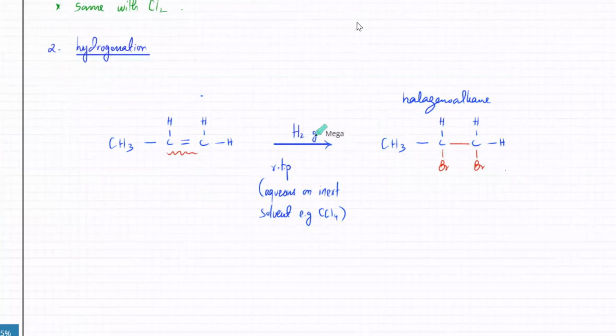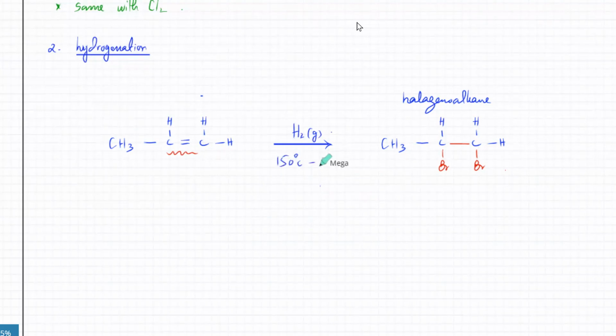You will have H2 gas, and it's not going to be at RTP, it's going to be at 150 to 200 degrees centigrade. And there's going to be a catalyst. It's going to be a nickel or a platinum catalyst that's going to be used. And instead of Br getting added, you'll have hydrogens that would get added. So that's it, exactly the same reaction.